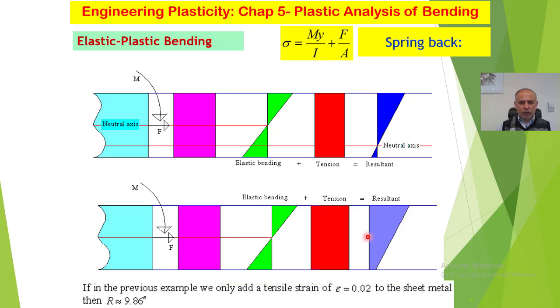Now, in the previous example that we just solved, if we only add a tensile strain of epsilon 0.02 to the sheet metal, then we will get R equal 9.86 inch. Okay, I mean, we use the same punch, only add a tensile stress so that we get a tensile strain of that. Then we will get very near to 10 inches.